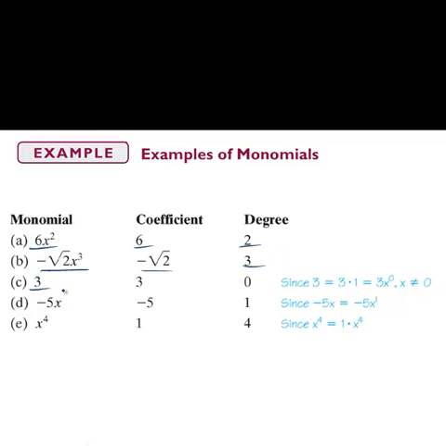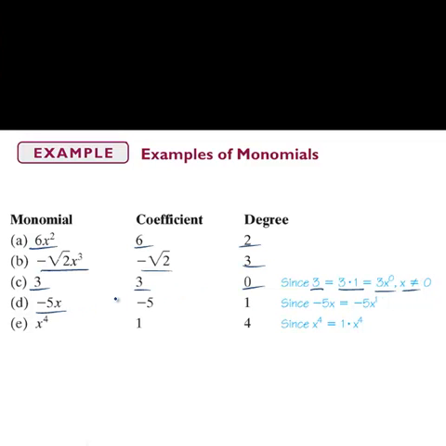Now, a number by itself could be thought of as a monomial, like 3 with a coefficient of 3 and a degree of 0, because we can think about 3 as 3 times 1, but the 1 can be thought of as x raised to the 0 power. So that would be a 0 degree monomial.